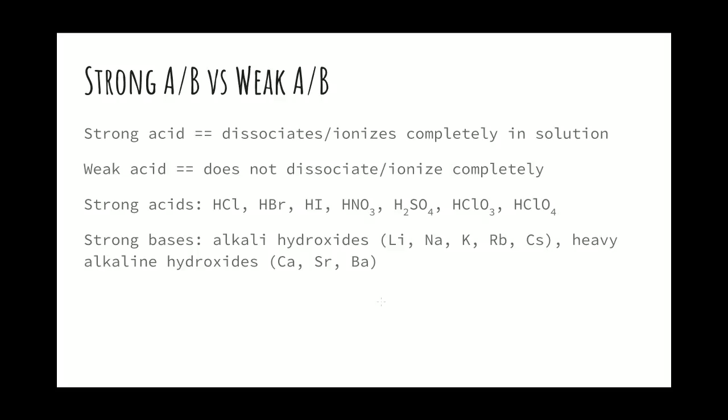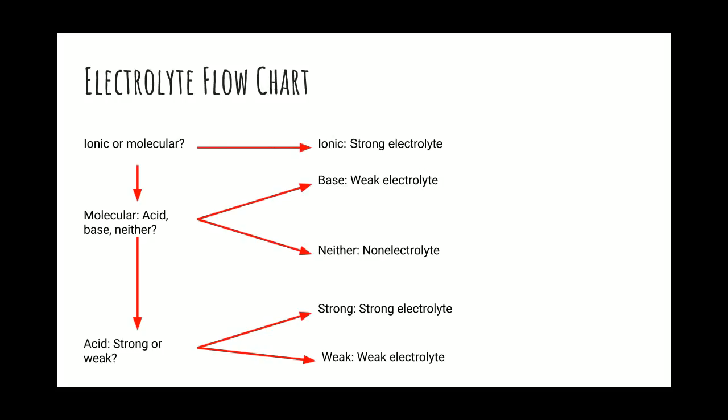Magnesium hydroxide is a weak base. Beryllium hydroxide is also a weak base. They don't count. So here is a flowchart for trying to remember whether it is a strong electrolyte or a weak electrolyte. Is it an ionic compound or a molecular compound?